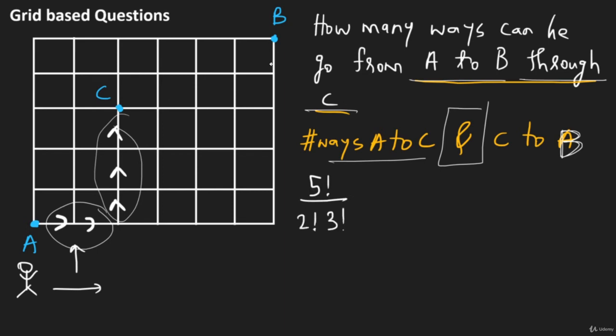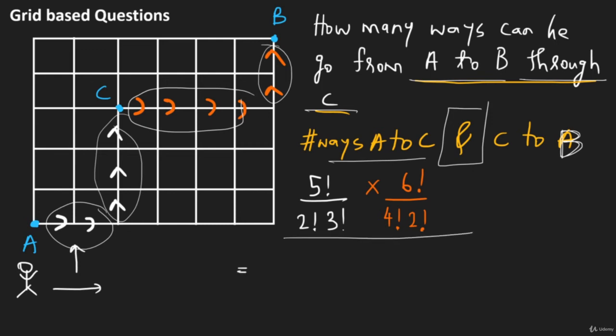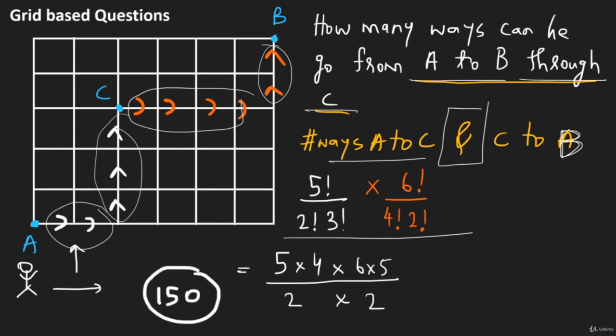Now, to go from C to B, he has to move 4 times to the right and 2 times to the top. That's a total of 6 items. 4 are of one type and 2 are of one type. So this can be arranged in 6 factorial divided by 4 factorial into 2 factorial ways. And this is your answer. This can be simplified as 5 into 4 by 2 into 6 into 5 by 2, which is equal to 150 ways. So in this grid, if a person has to go from A to B, only moving towards the right and the top, and he has to go through C, he can do it in 150 ways.